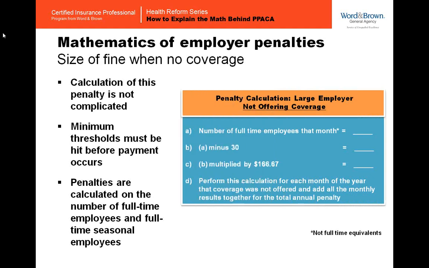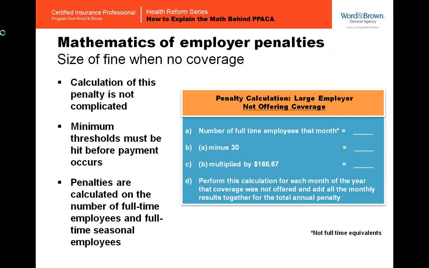There's the chart we're going to take a look at. As you can see, take a look at line C. It talks about some number we're going to come up with being multiplied by 166.67. If you do your math real quick, you can figure out that 166.67 is 1/12 of $2,000. If we were going to penalize somebody at the $3,000 range, it'd be 1/12 of $3,000, or $250.